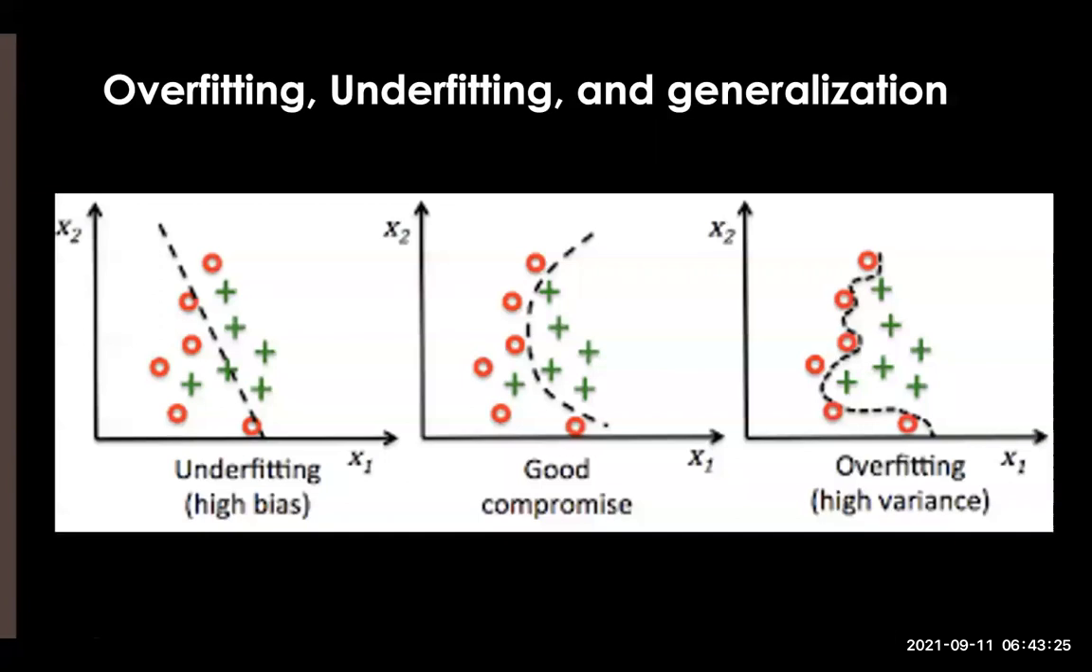But generalization is what you want. That's when your model performs very well on the training set and also performs very well on the test set. The test set is what it hasn't seen before. That's the model you want, and that is the one in the middle. That's the one we call the good compromise.